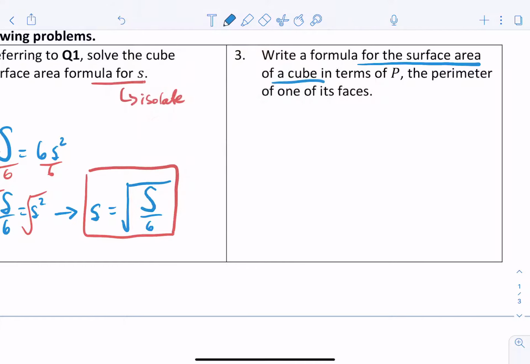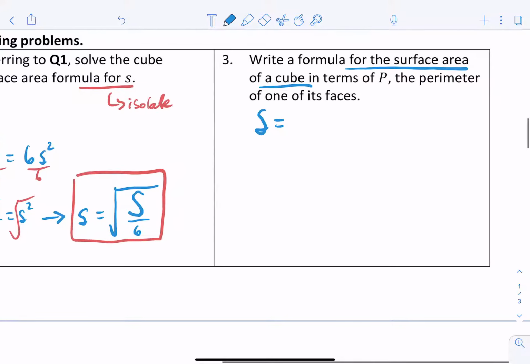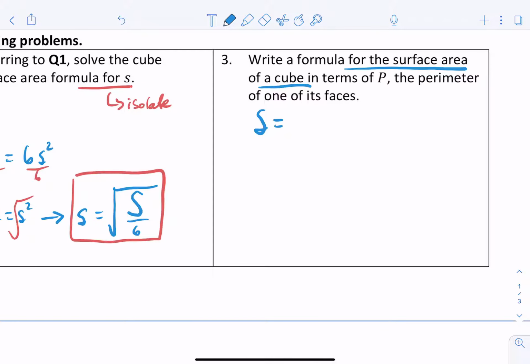The surface area of a cube we already wrote. We derived it because it was impossible to think of, 6 faces and each one of them is s squared. We actually went through the process of breaking it down with P times h plus 2, whatever. Okay, so it's this formula. So there's the first part.